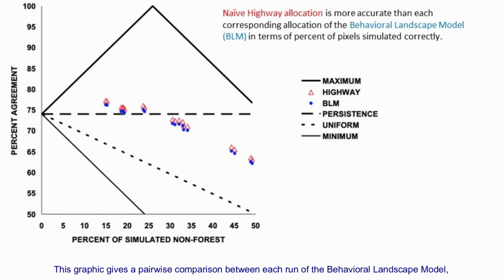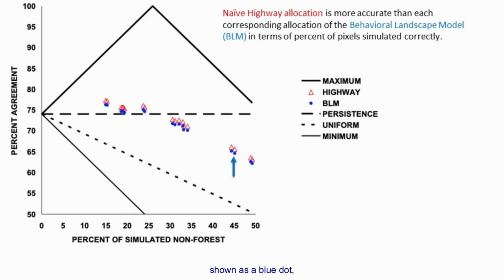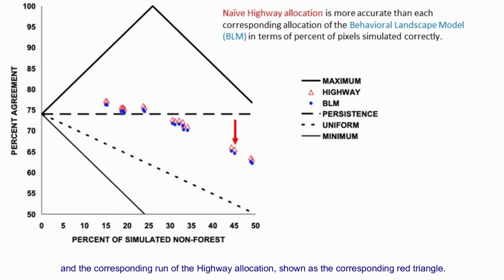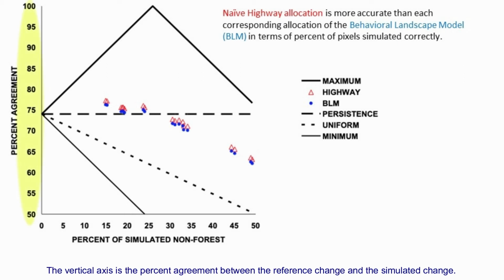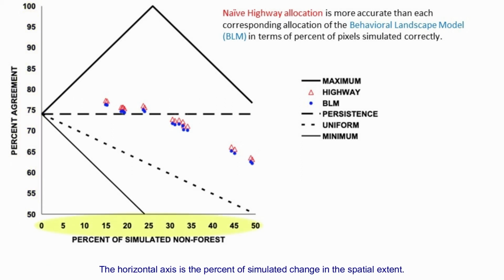This graphic gives a pairwise comparison between each run of the behavioral landscape model, shown as a blue dot, and the corresponding run of the highway allocation, shown as the corresponding red triangle. The vertical axis is the percent agreement between the reference change and the simulated change. The horizontal axis is the percent of simulated change in the spatial extent.